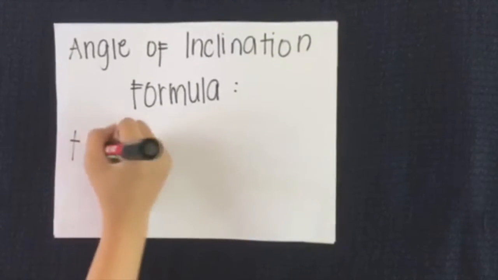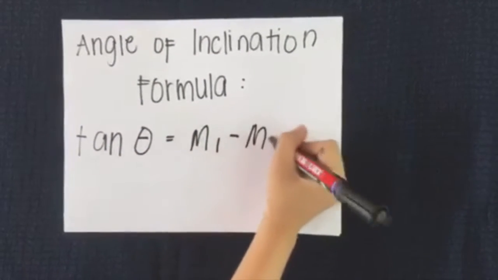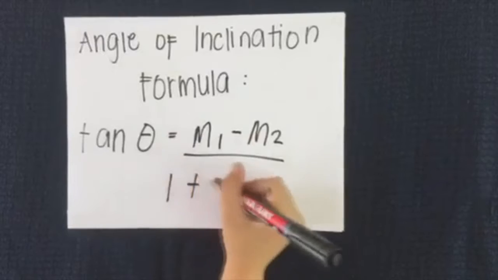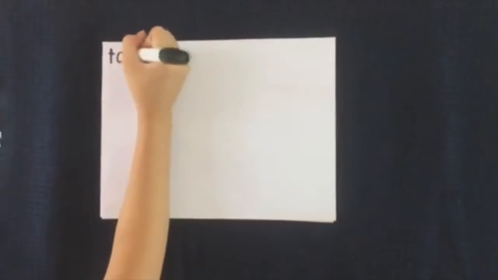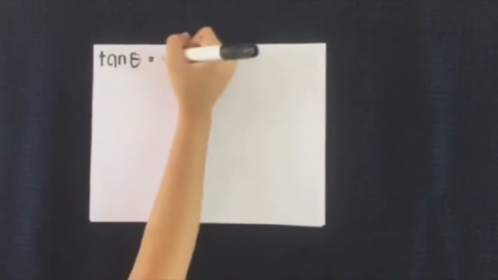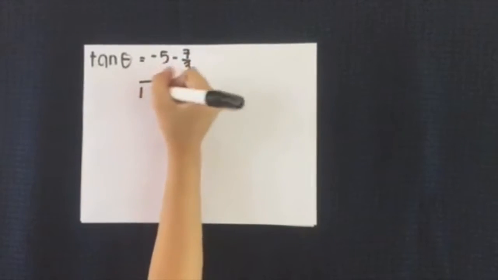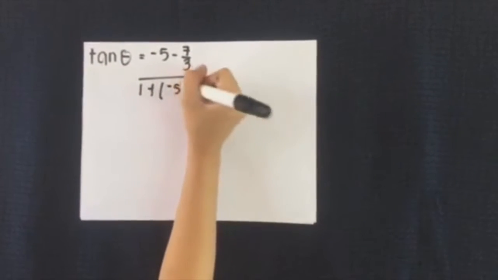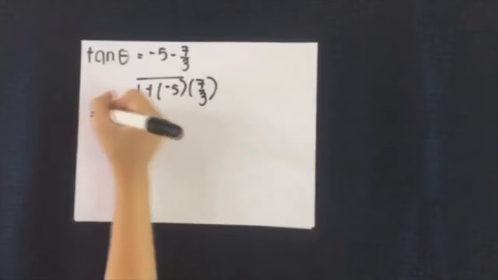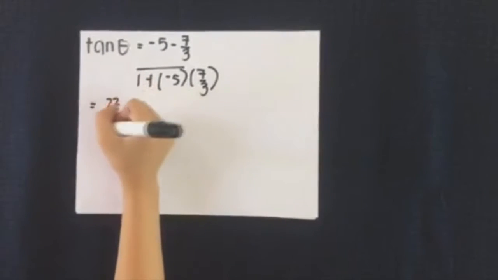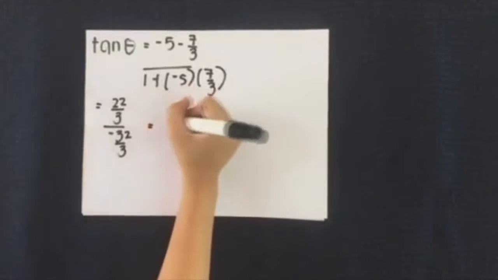Once again, our angle of inclination formula is tangent theta equals m sub 1 minus m sub 2 all over 1 plus m sub 1 m sub 2. We will first solve the tangent theta. By substituting the values of our slopes, we will get negative 5 minus 7 over 3 all over 1 plus negative 5 times 7 over 3, and you will get 22 over 3 all over negative 32 over 3, which is also equal to 11 over 16.